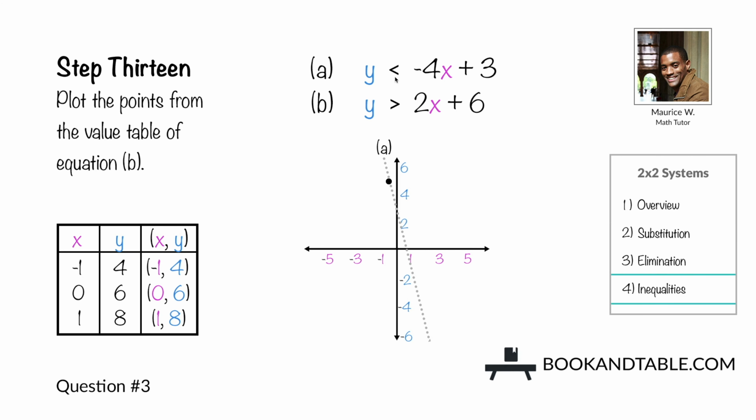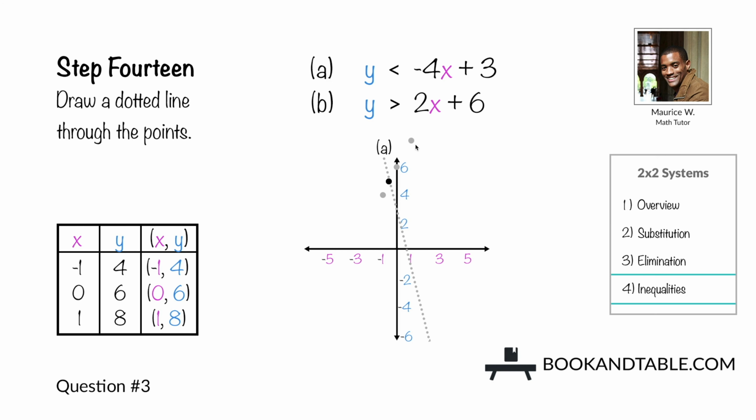And now we want to repeat this for B. So step 13, plot the points from the value table of equation B. The first point is -1, 4. The second point is 0, 6. And the third point is 1, 8. And now with these 3 points, we can sketch B. So step 14, draw a dotted line through the points. And it's dotted since it's greater than but not equal to.